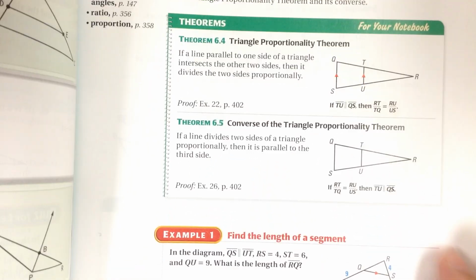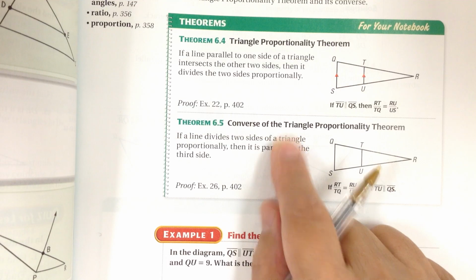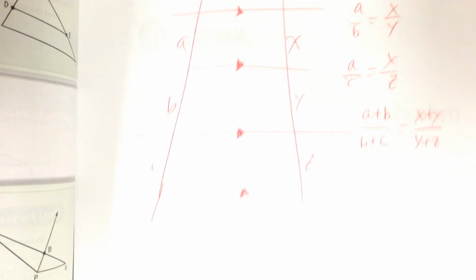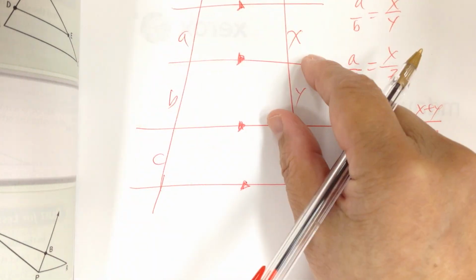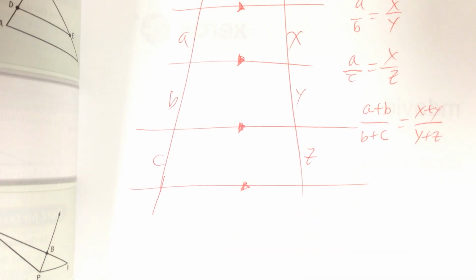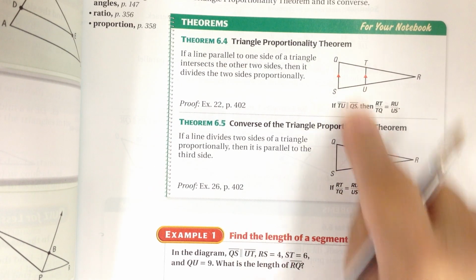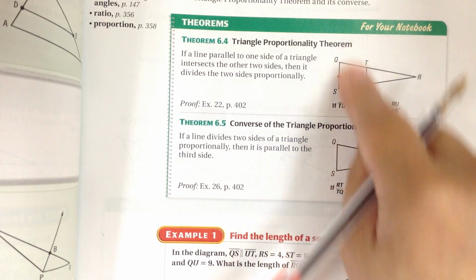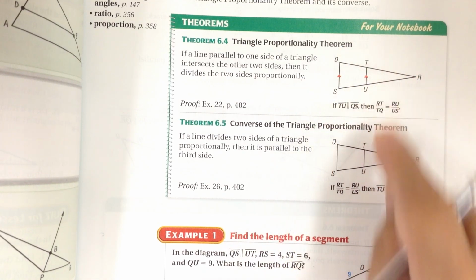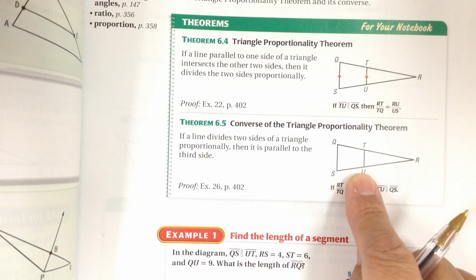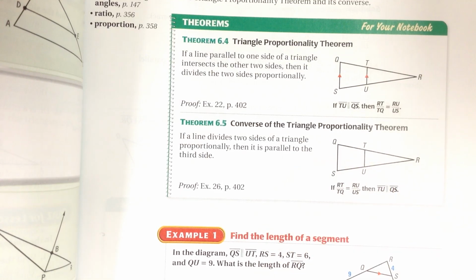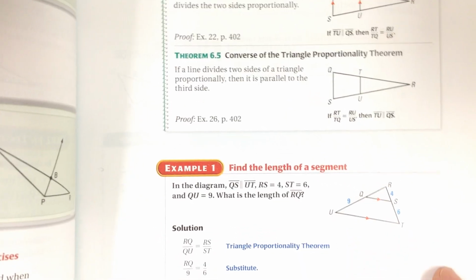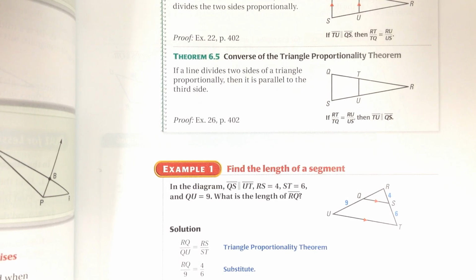Now, theorem 6.5 is the converse. What the converse says is that if these things are proportional, then the lines are parallel. Over here, if the lines are parallel, then you can write a proportion; all the side lengths are proportional. Over here, if the side lengths are proportional, then the lines are parallel. So now let's go ahead and find the length of each side.